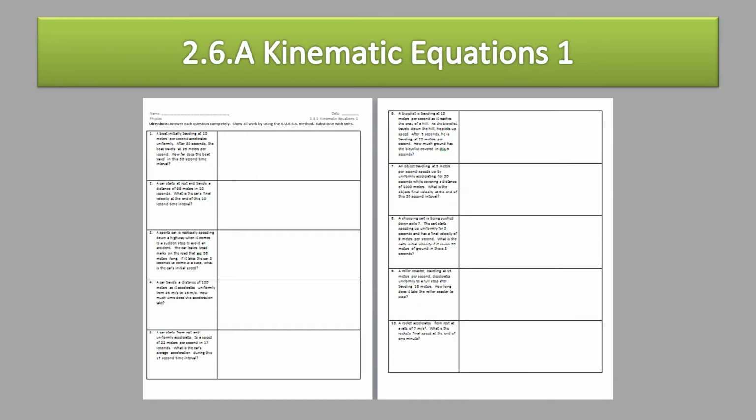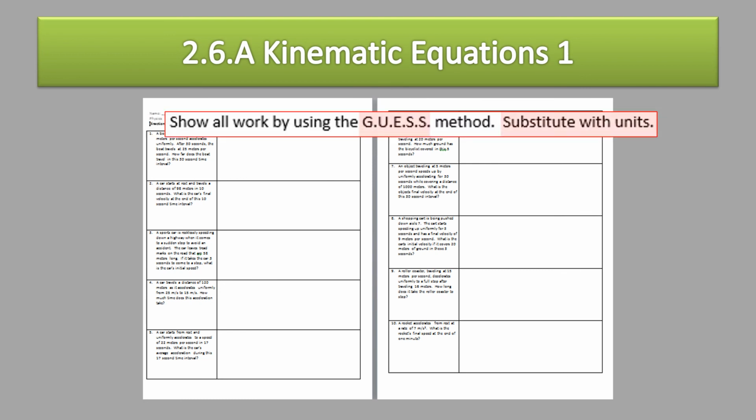I just wanted to say one thing about the practice. If you're going to submit this for an assignment grade, make sure you read the instructions. I want you to show all work using the guess method and make sure you substitute with units. Do all of these homeworks, the next 3 homeworks, really all the homeworks, but especially these next 3. I want you to practice writing the given information on the side, writing the unknown information with a question mark, because I'm telling you, it helps people determine which equation to use. It's not just because I want you to waste your time.